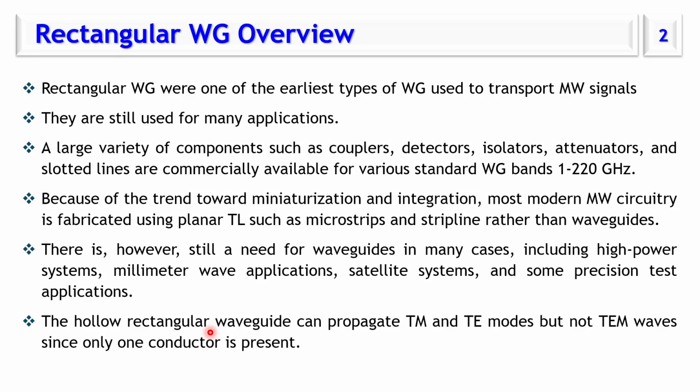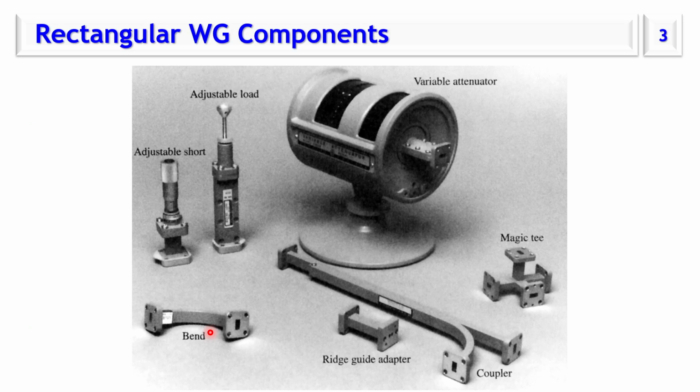Rectangular waveguide is a hollow waveguide, so it's just a single conductor. It doesn't carry TEM waves. It can only carry TE or TM waves. As we described last time, we can prove that the propagation of a TEM wave inside a waveguide requires two conductors. And of course, the rectangular waveguide is a single conductor, so it carries only TE and TM.